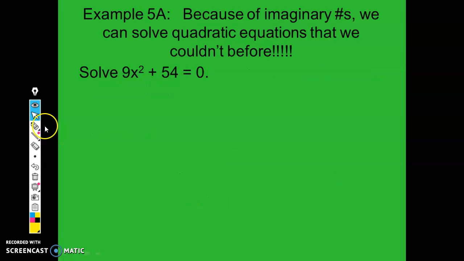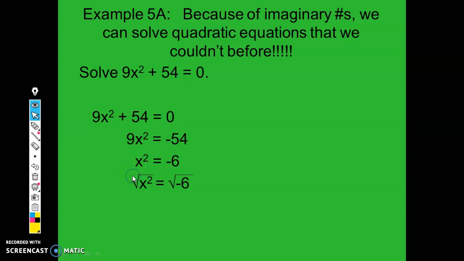Okay. All right, now one of the cool things about imaginary numbers, it allows us to solve quadratic equations that we could never solve before, right? So we could actually figure out what this would be here. So let's actually go ahead and solve it. Remember, you move over the constant term first. Okay, we're going to try solving it by square roots like we did on the previous problems. All right, we divide both sides by 9 and we get negative 6. Now we square root both sides. All right, and when we square root both sides, we should remember our plus or minus sign.